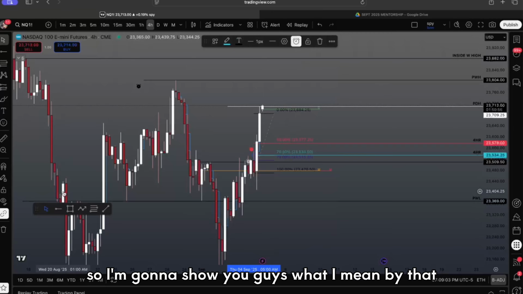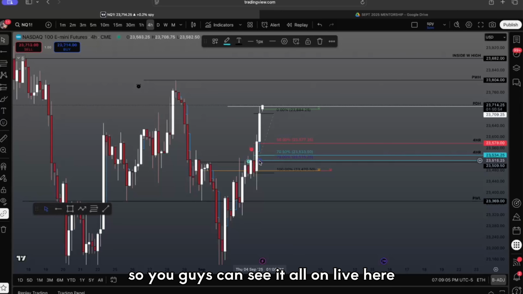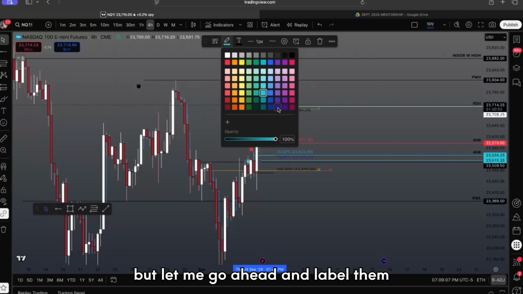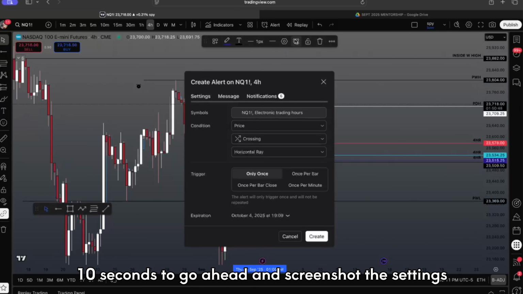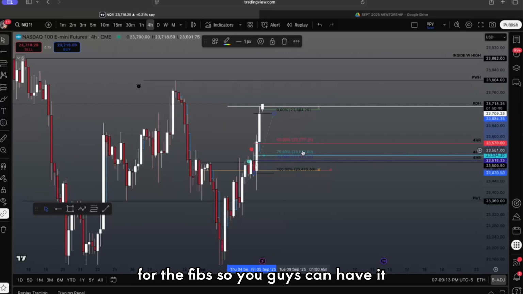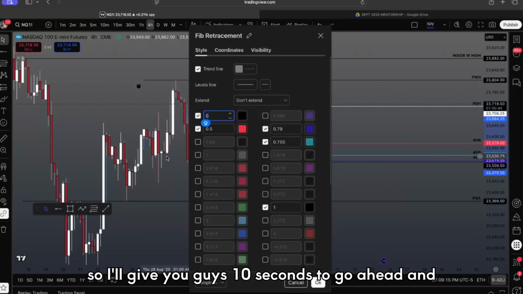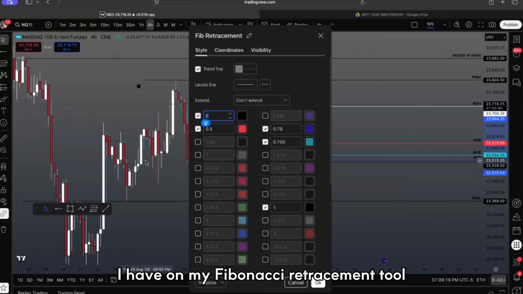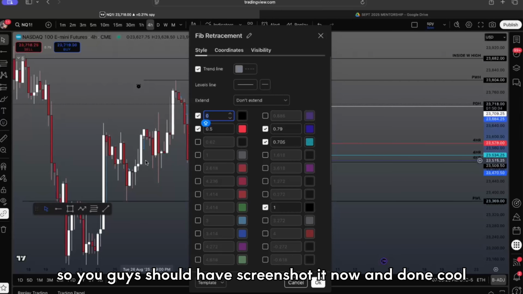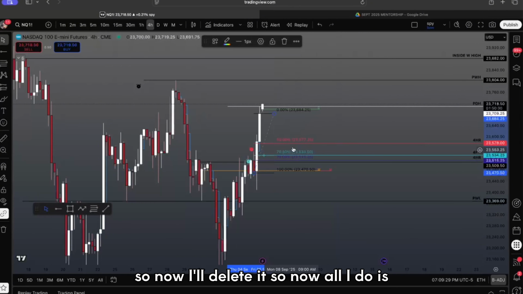But that's why we have the levels drawn out so we can know and expect the reaction to it. So I'm gonna show you guys what I mean by that so you can see it live here. But let me go ahead and label them. And I'm going to give you guys like 10 seconds to go ahead and screenshot the settings for the fibs so you guys can have it. This is the settings I have on my Fibonacci retracement tool, so you can use it exactly as I do, and you'll be able to see how they hit, okay? So you guys should have screenshot it now, and done. Cool. So now I'll delete it.